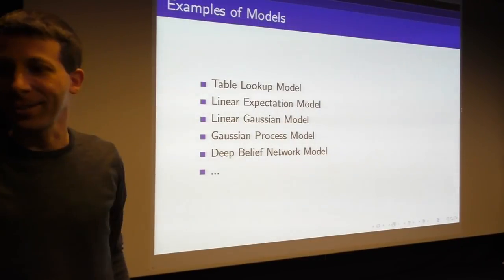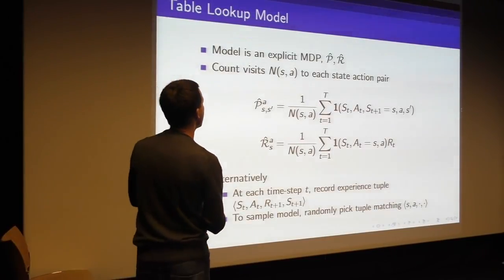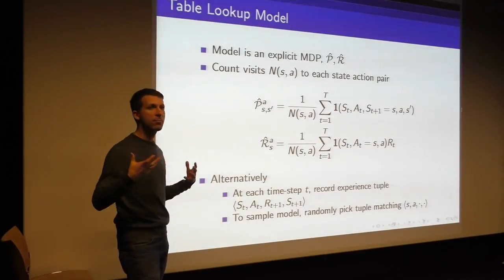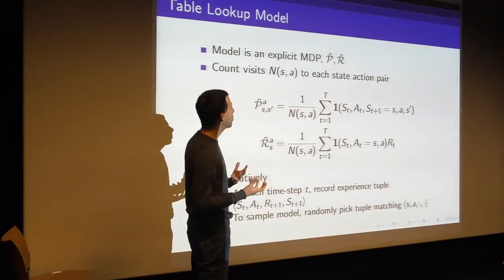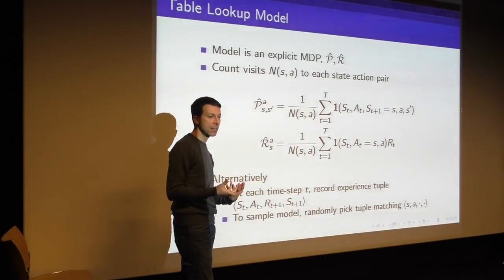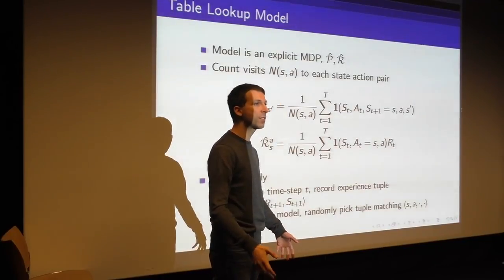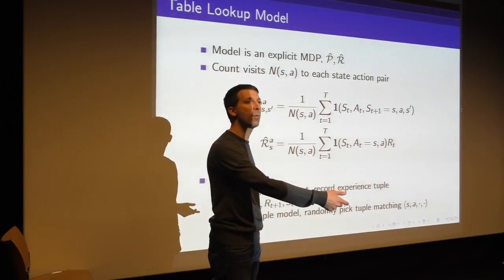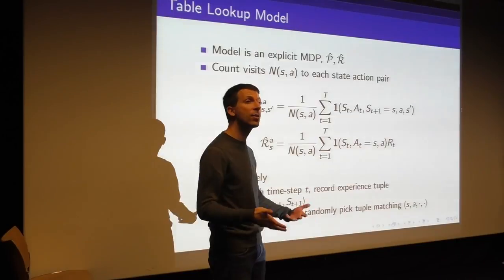That means a lot of possible things. Okay, let's consider the simplest case, the table lookup model. So what's a model now? A model is an explicit representation of the MDP. If I consider some specific state I was in, I'm going to keep a separate representation for this state of where I will go next if I start in this state and take a particular action. All I need to do is count.